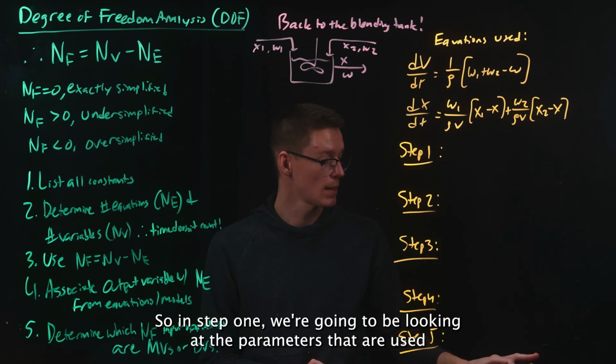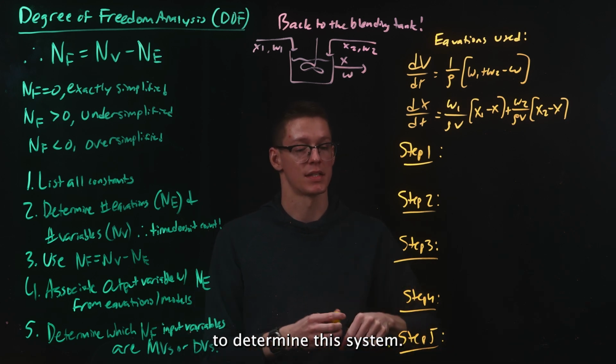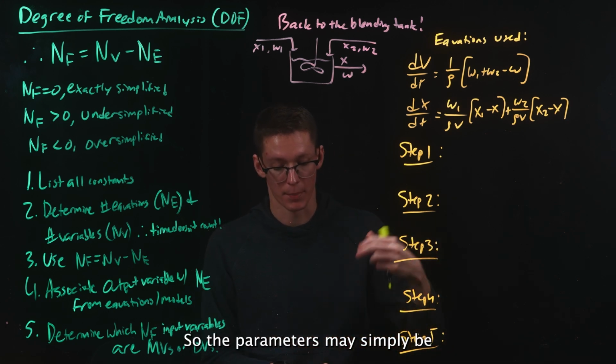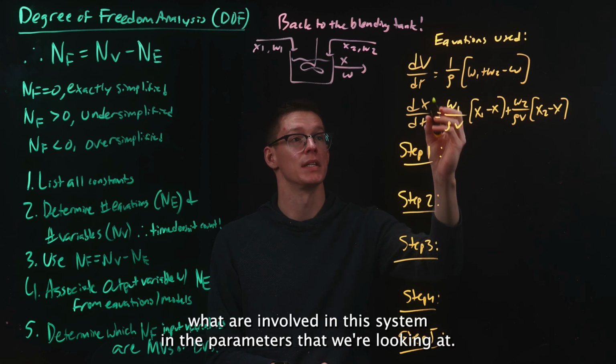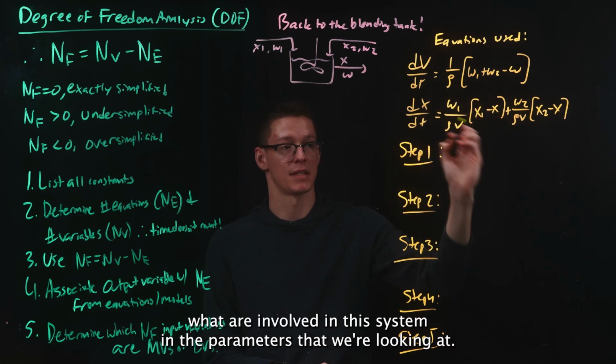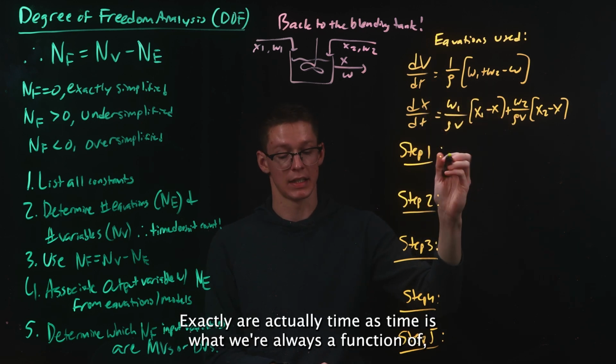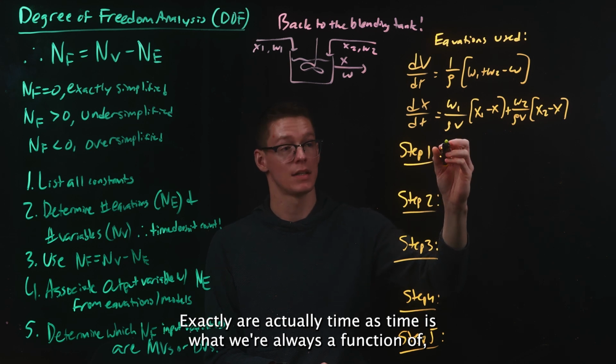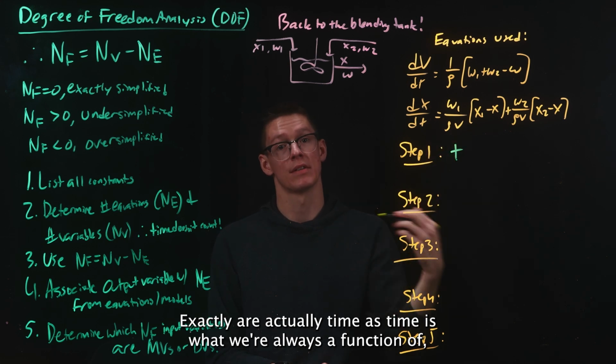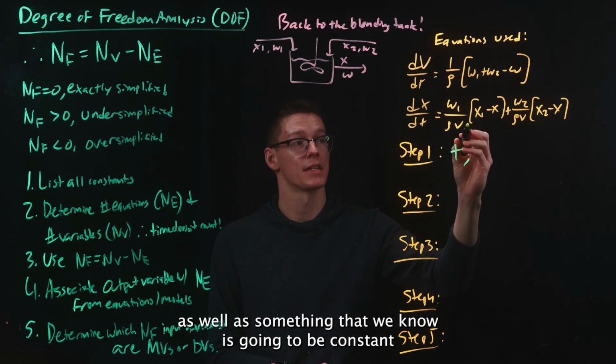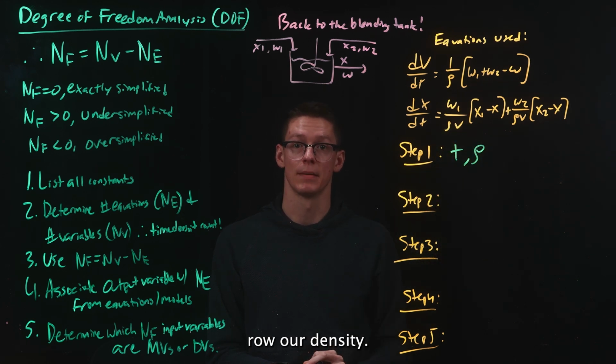So in step 1, we're going to be looking at the parameters that are used to determine this system. The parameters may simply be what are involved in this system. And the parameters that we're looking at exactly are time, as time is what we're always a function of, as well as something that we know is going to be constant, rho, our density.